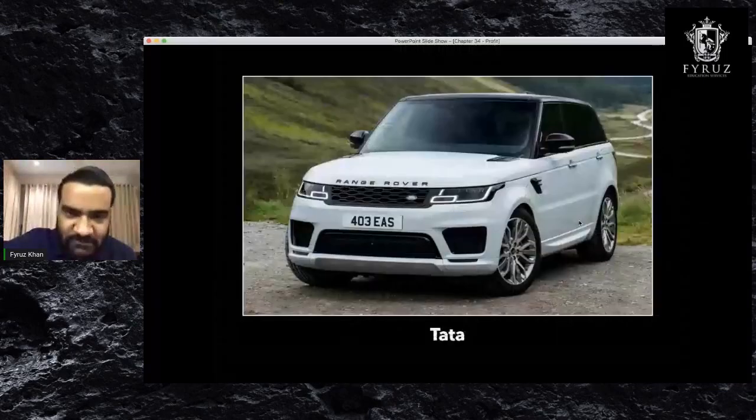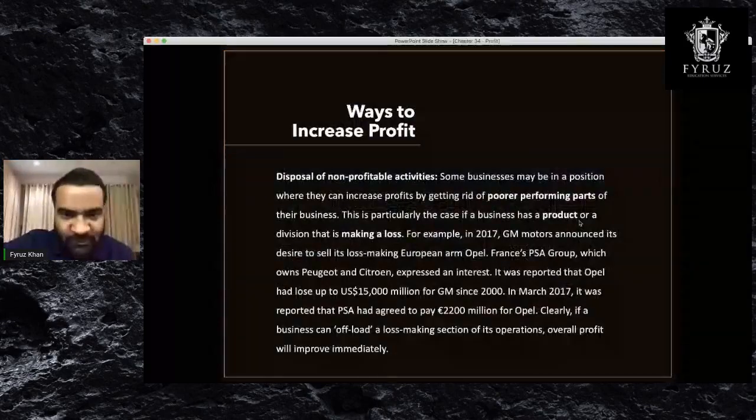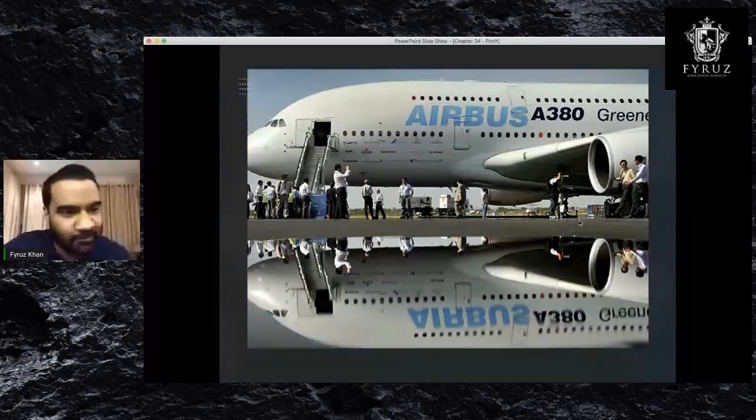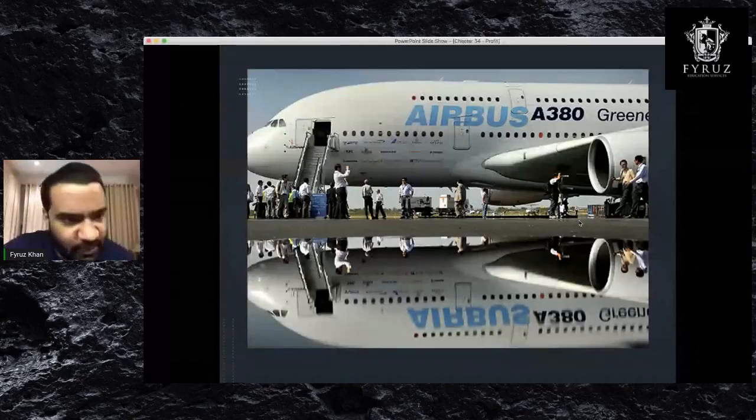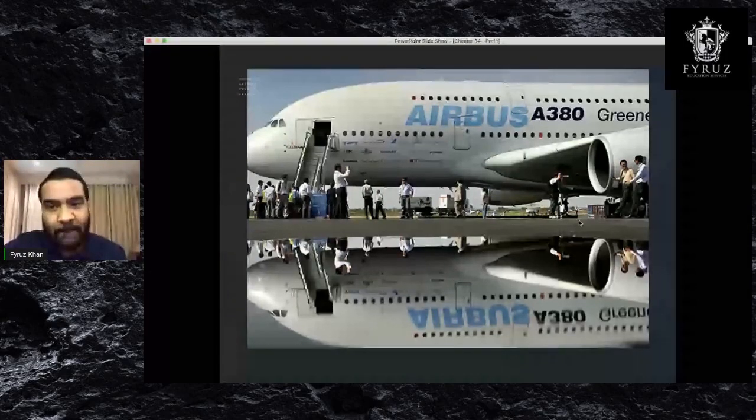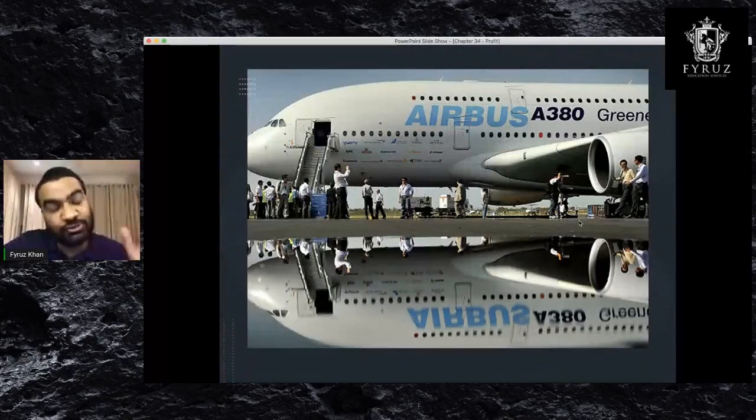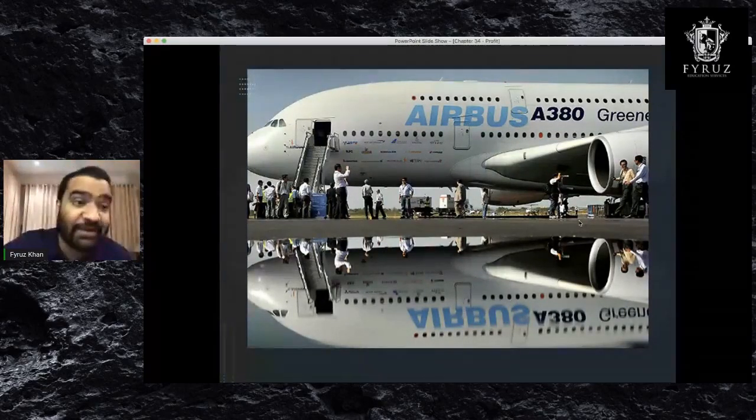So yeah, and then disposal of non-profitable activities. Airbus has the A380, their plane, and the A380 is a huge, beautiful plane. And I was fortunate enough to take the Airbus A380 on one of my journeys. It's really nice, very comfortable, very big. But it's also very expensive to make one of these airplanes, and therefore Airbus has decided to shut off A380 operations from 2021. Okay, because it's not making enough profit.